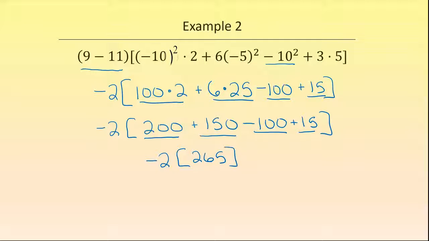If you want, you can switch from square brackets to parentheses once you only have one set, but it doesn't matter. And so -2 times 265 is -530, and there's our answer.